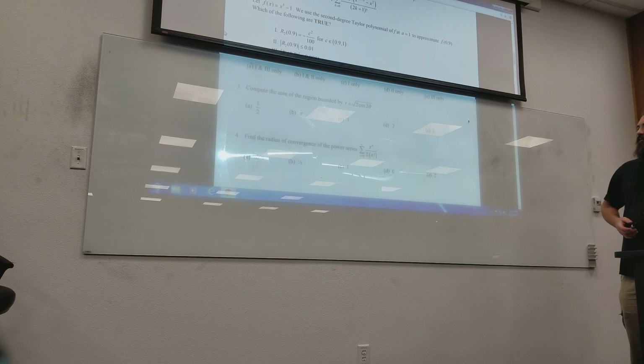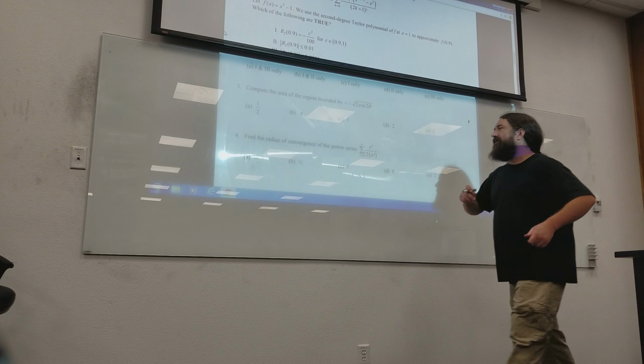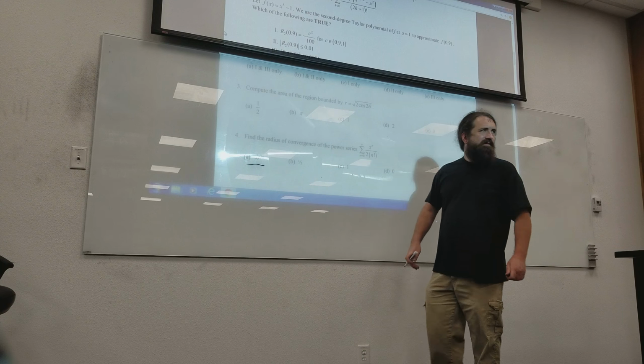What does it look like anyway? If I factor out the 2, I've just got x to the n over n factorial. That's a series for e to the x, right? Where does that converge? Everywhere. Right? So it's probably going to be infinity.